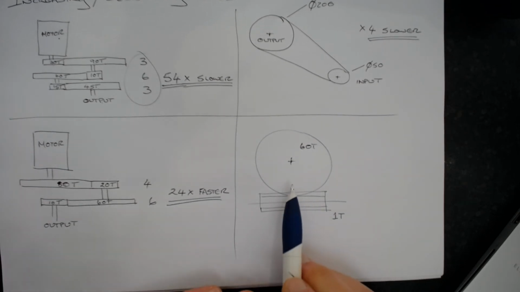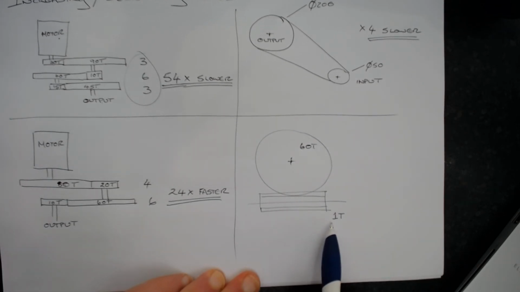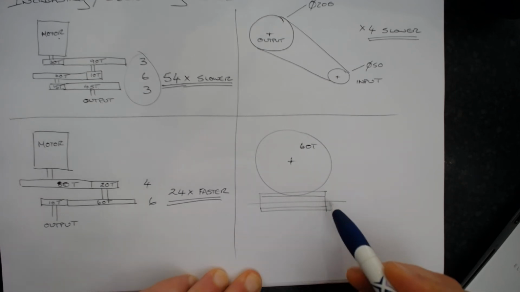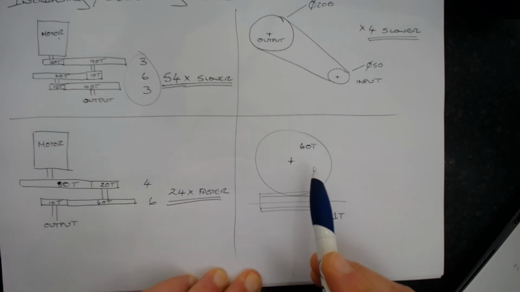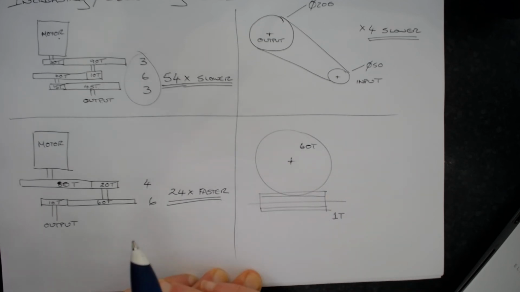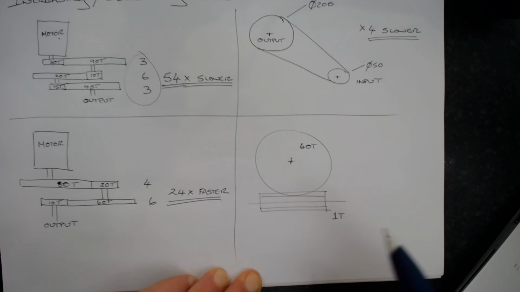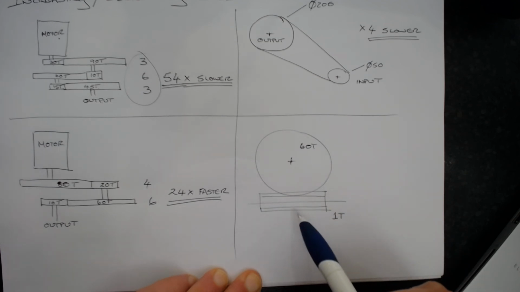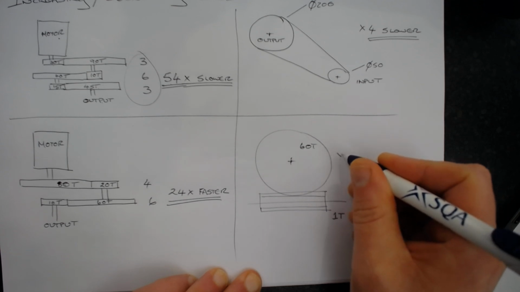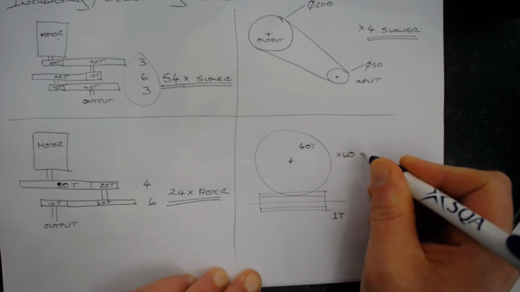Here we've got a diagram of a worm and wheel. Now, a worm has only got 1 tooth, and the output worm wheel has got 60 teeth on it. So as I turn the worm once, the 60 tooth gear wheel will only turn 1/60th of a turn, and so that has a ratio. I don't need to do any calculations. This one will be going 60 times slower.